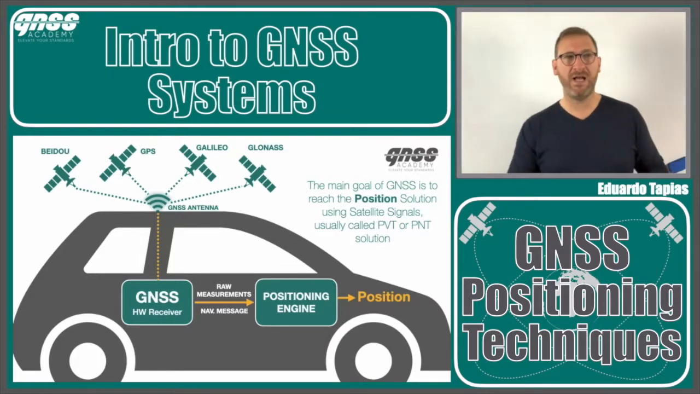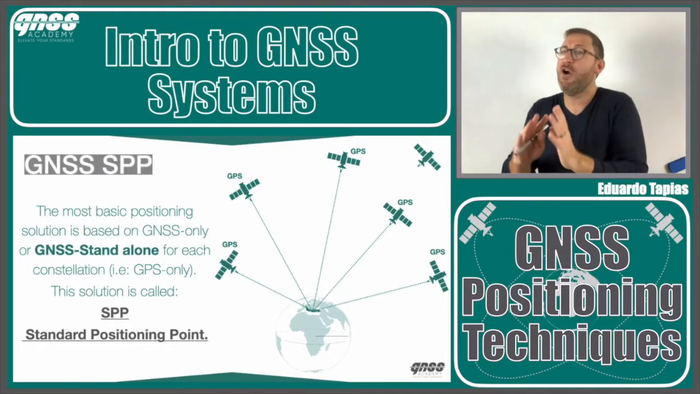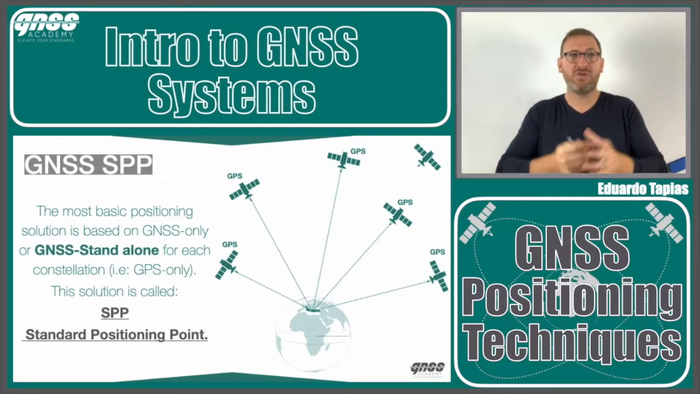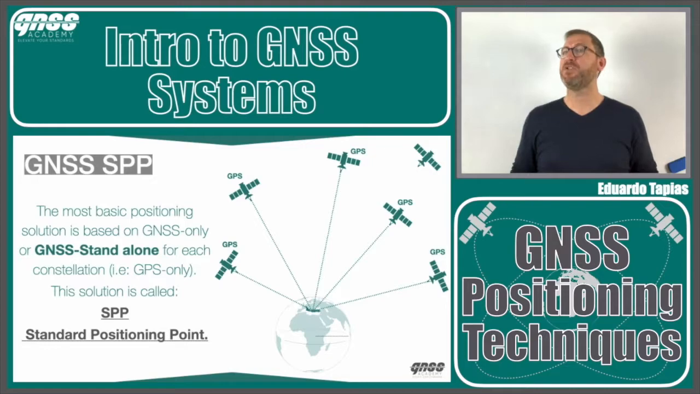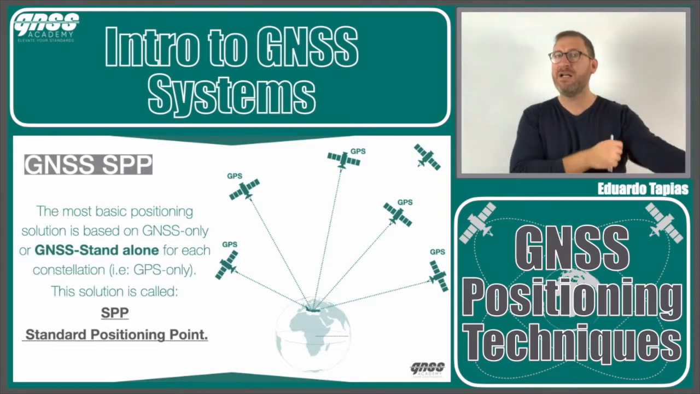The most basic solution that we can have today in the market, that you have in your cell phones or every time we buy a GPS, is what we call the SPP, which is the standard positioning point solution. It's the most simple solution. What this SPP does is only use information coming from the constellation, GPS only or Galileo only. It means what we call a GNSS standalone solution. The GPS constellation gives some information and you have a positioning, which is a very simple solution, but you don't need external sources or external data to improve your solution.